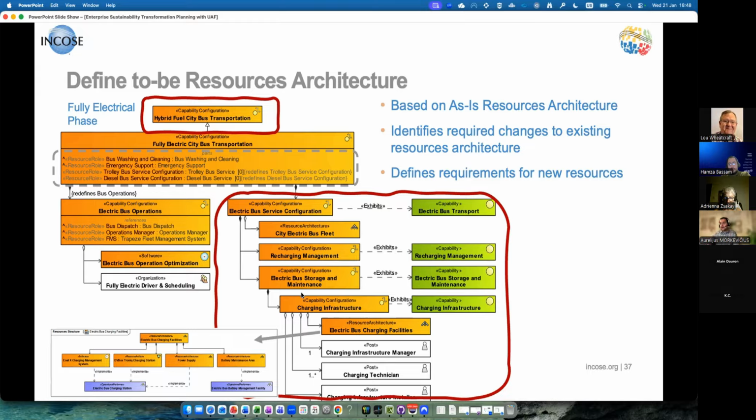So we map back capability configurations on the resources side, with all the resources and people that compose them, to the capability. So basically, we create kind of packages that we call capability configurations that group all the resources that we need for the specific capabilities to be deployed.